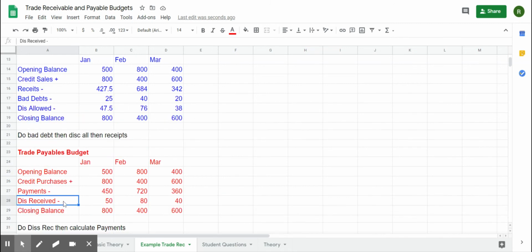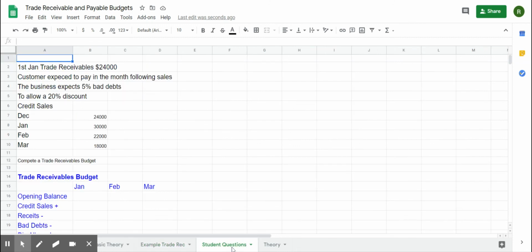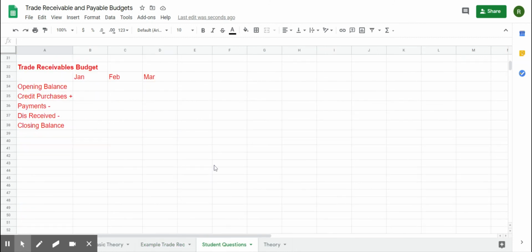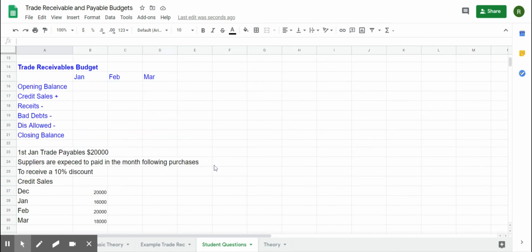So the key thing to do before we work out the payments, we need to work out the discount received that are going to be given to the business in this period and subtract those from the amount of money. Okay, student question for you to have a go at. There is a trade receivable and a trade payable budget to do in there, and then come back and there's just a very short bit of theory.